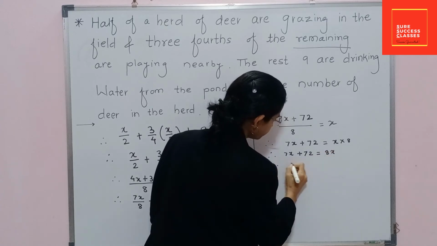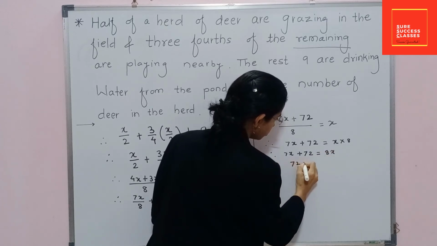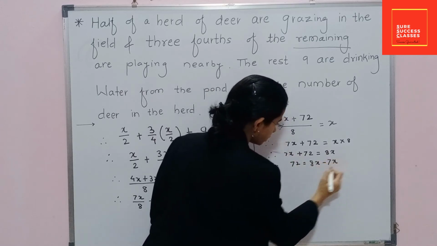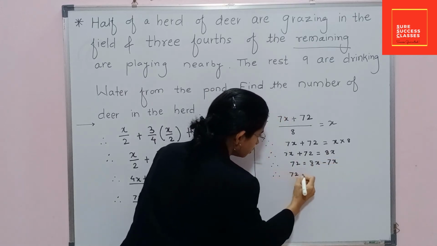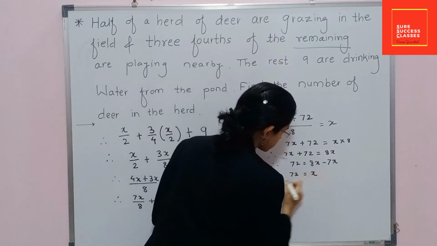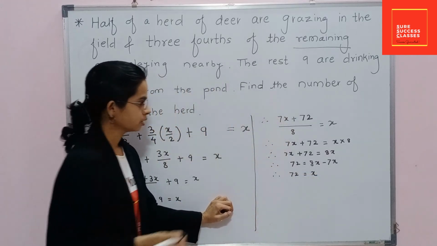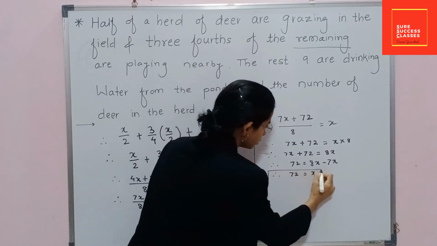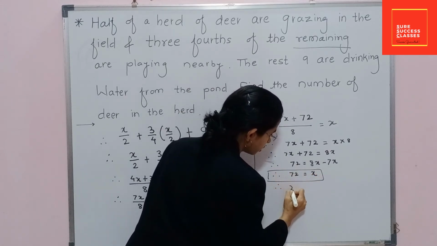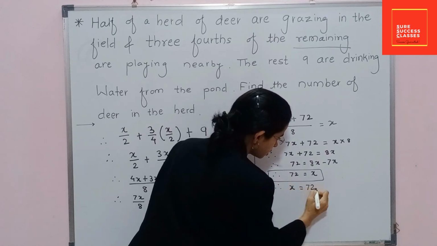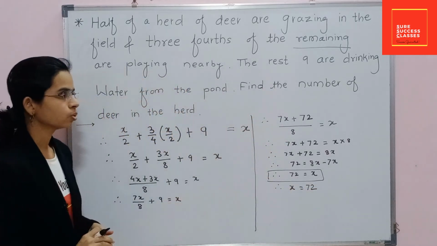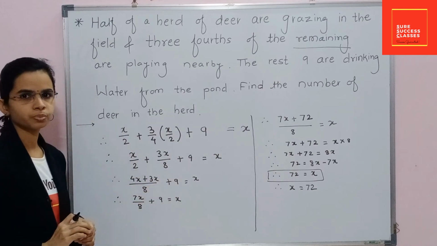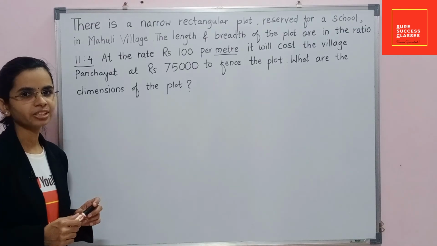So 72 is equal to 8x minus this 7x. So 72 is equal to x. 8x minus 7x, we get x. So here we have got the value of x. It is equal to 72, means the total number of deers in the herd are 72. Let's go for next question.